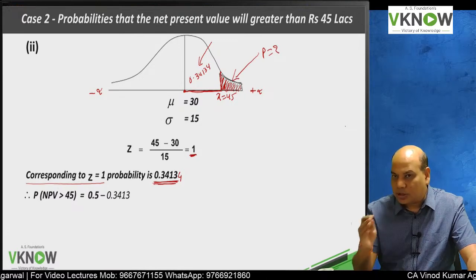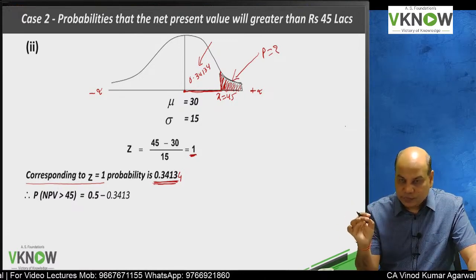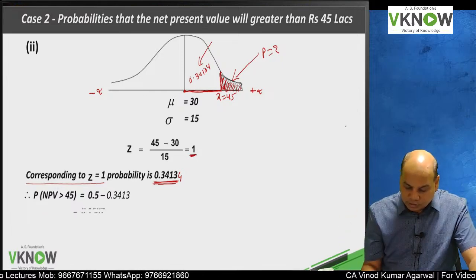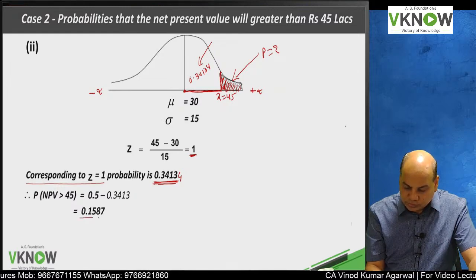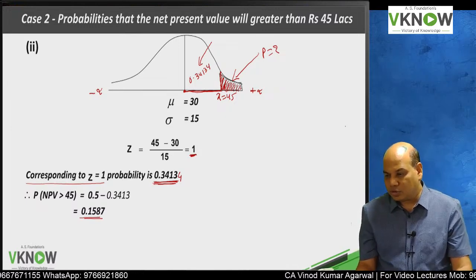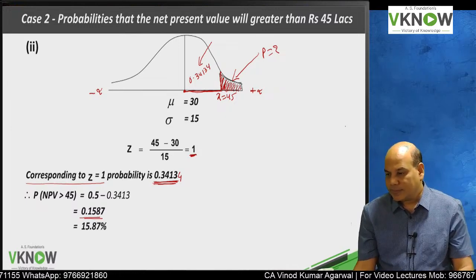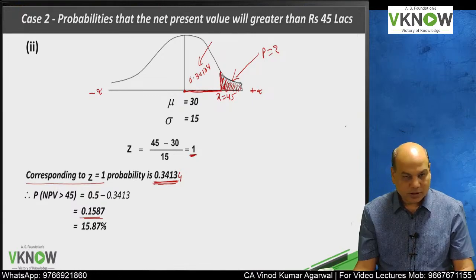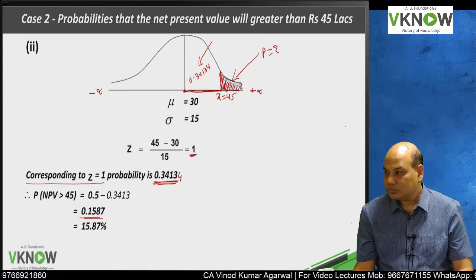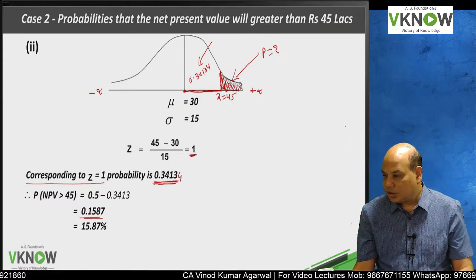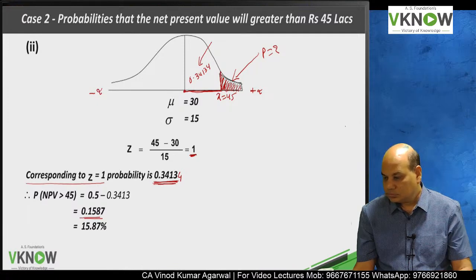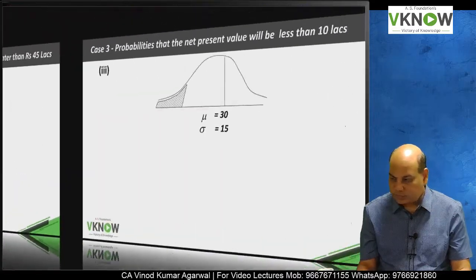Total probability on the right side of the mean is 0.5. Remove 0.34134 and your answer would be approximately 0.1587. You can also write in percentage, 15.87%. This is the answer of the second part.